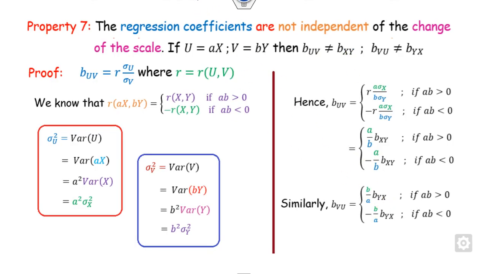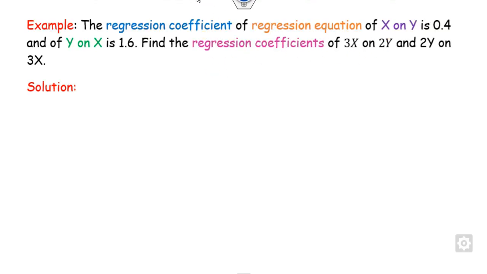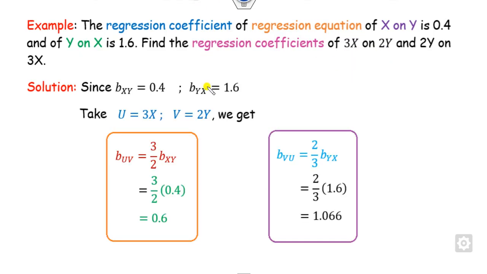To understand this, I can provide you one example. You have to find the regression coefficient between 3x and 2y. I call this v and this u. You can see bxy and byx are given to you. So this is nothing but a upon b, and when you find it for v on u, this will be b upon a, because v is written as 2y. So first it is 2 and then divided by 3, and you will get these two answers.